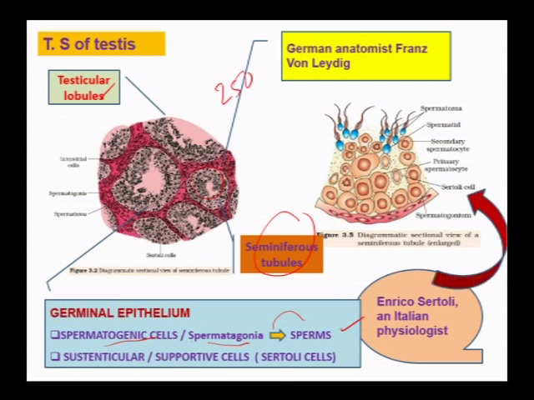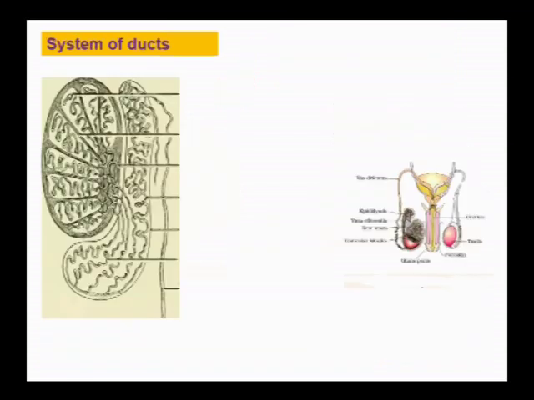So they provide necessary nutrition for the development of germ cells. So that's the reason why Sertoli cells are also called nurse cells. You can see in the diagram itself. So this is a spermatid. The heads of the spermatids are embedded in the Sertoli cells to get their nutrition. So this is the reason why we call Sertoli cells as nutritive cells or nurse cells.